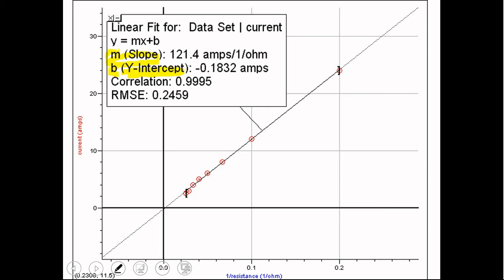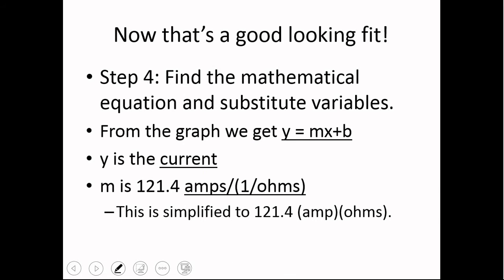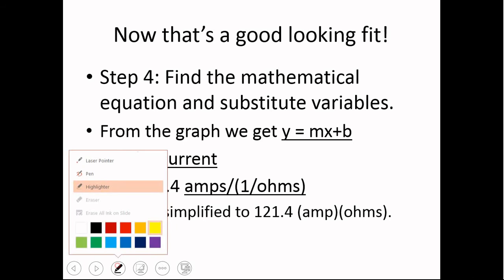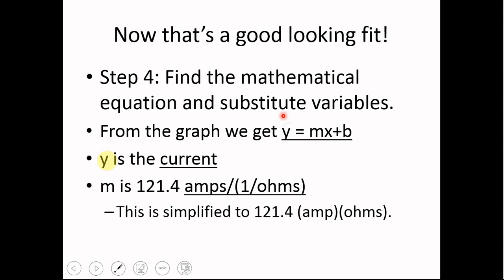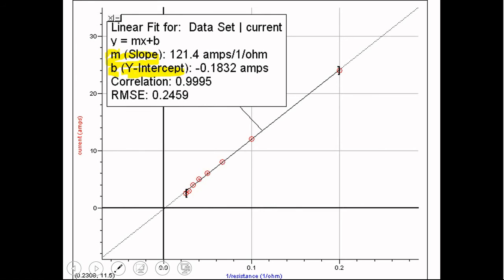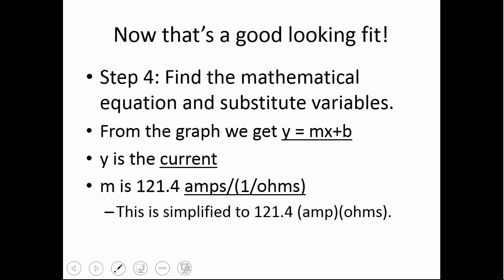Now we're going to go ahead and do like we have been doing. This is a review point. We're going to go ahead now and substitute in our variables. So let's go ahead and try that. So like step 4 says, find the mathematical equation and substitute in the variable. So from the graph on the y-axis, okay, we have current. On the x-axis, we have 1 over r. And then up here, we have our slope and our y-intercept. Okay, and I just recorded those down.